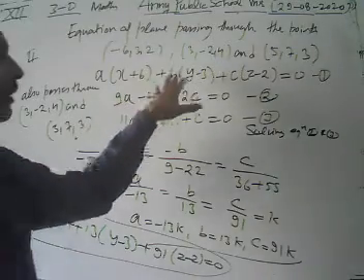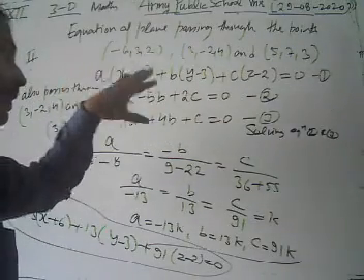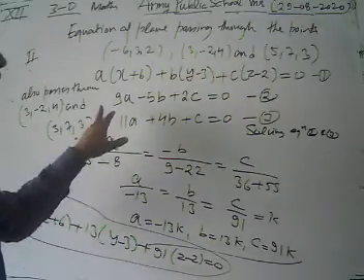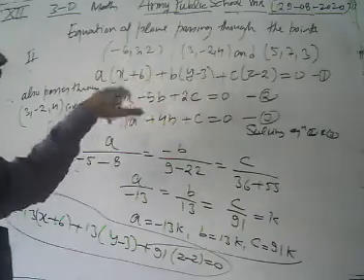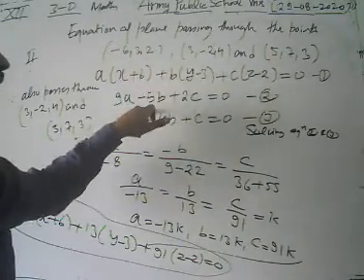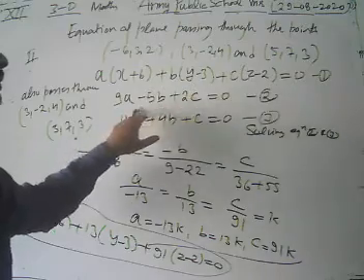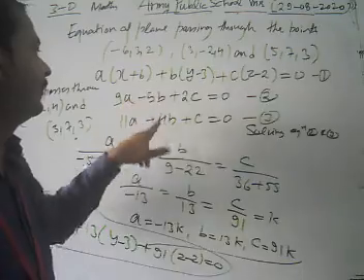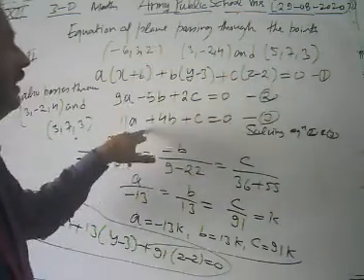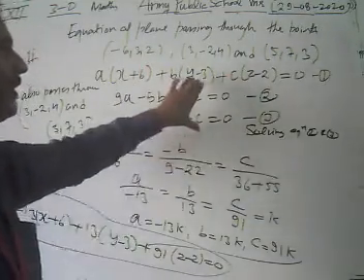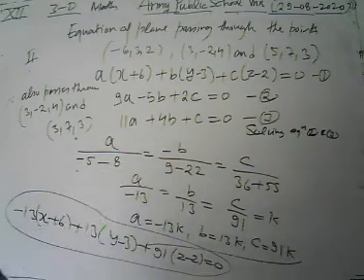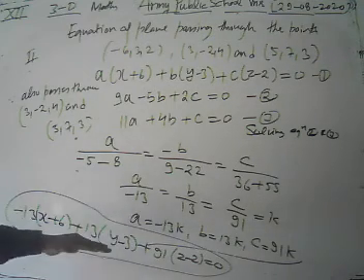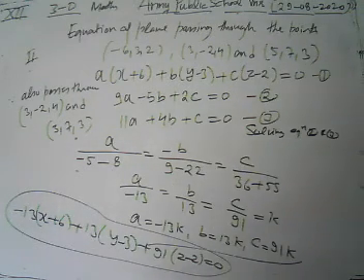But this plane's equation also passes through (3, -2, 4) and (5, 7, 3). Then we have these equations: (3+6)a + (-2-3)b + (4-2)c = 0, and (5+6)a + (7-3)b + (3-2)c = 0. On solving equations 2 and 3, we get the values of a, b, c. Putting these values of a, b, c into equation number 1 and solving, we get our required equation.